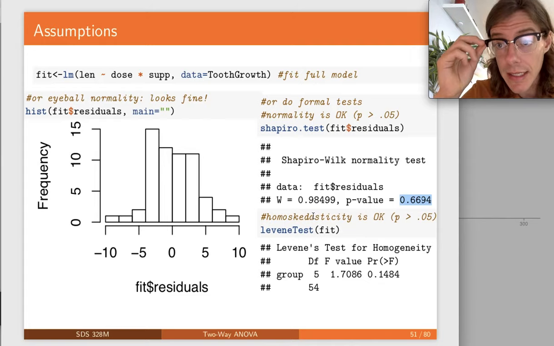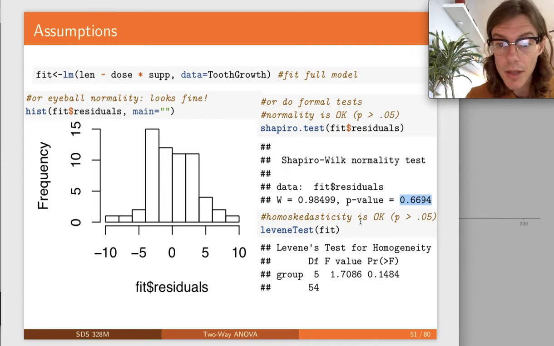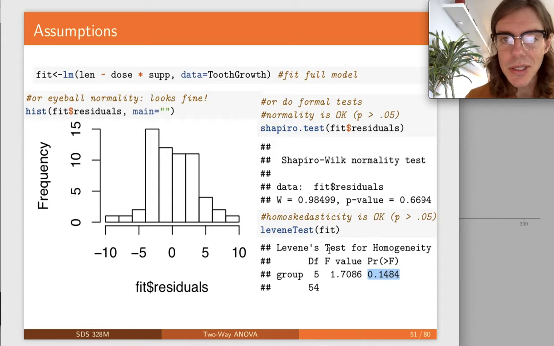For assessing homoscedasticity, right, that's the null hypothesis. Run Levene's test, it tells you you can't reject it. So cool, you're good. Everything's good. That's all you need.